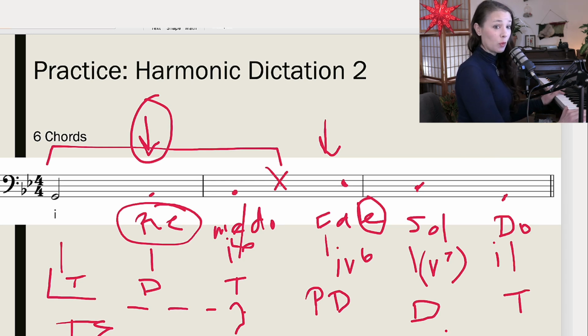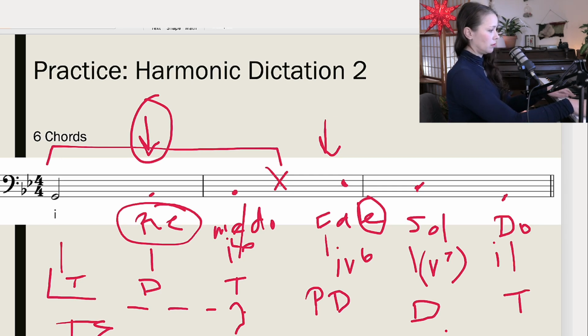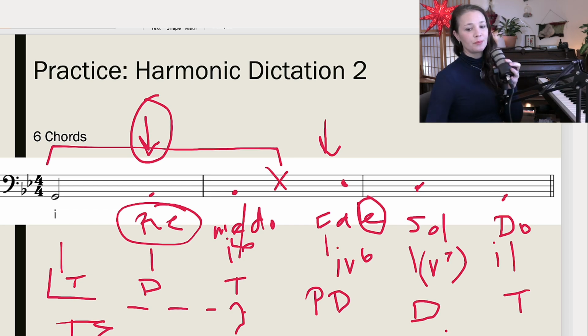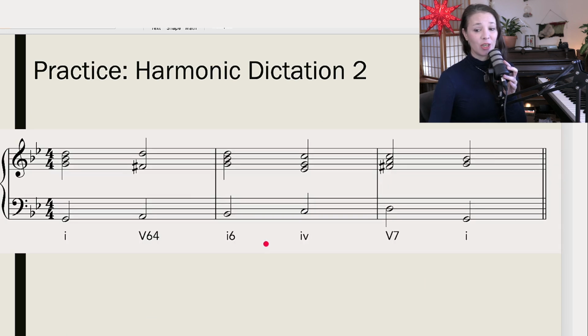Okay, listen one more time. Is this major or dominant? Minor. Okay. I'm going to show you the answer. So here's the answer. I changed some things though. So let me actually go through.